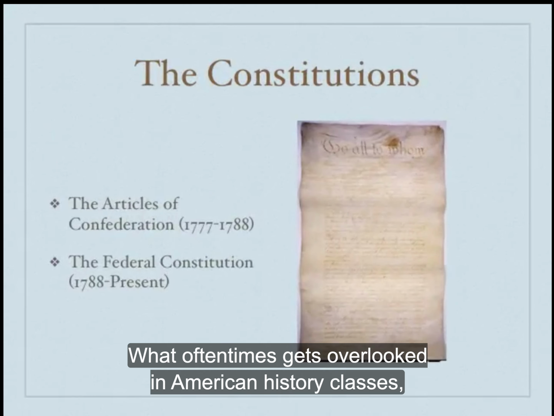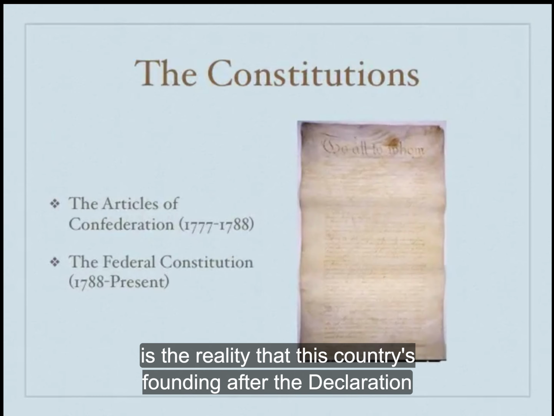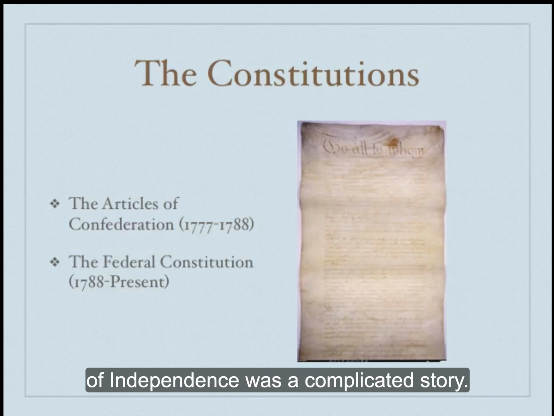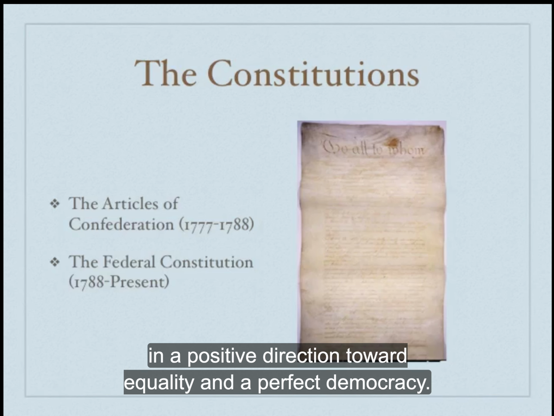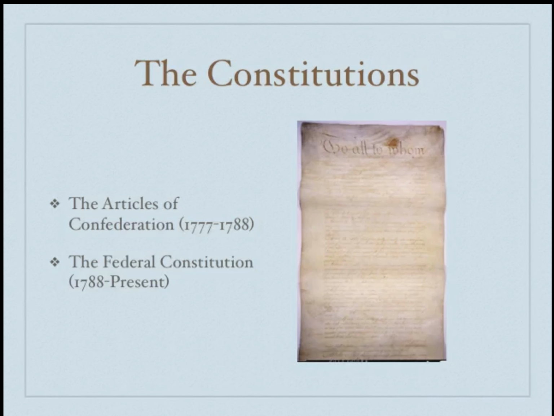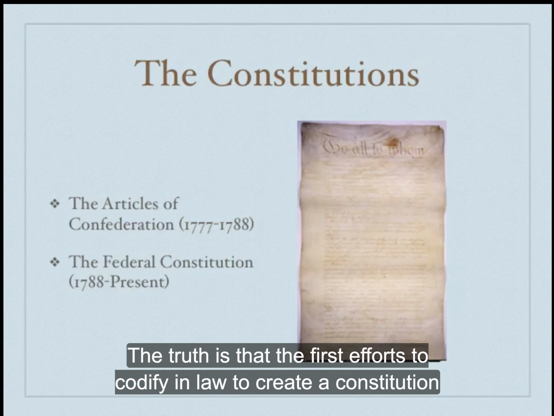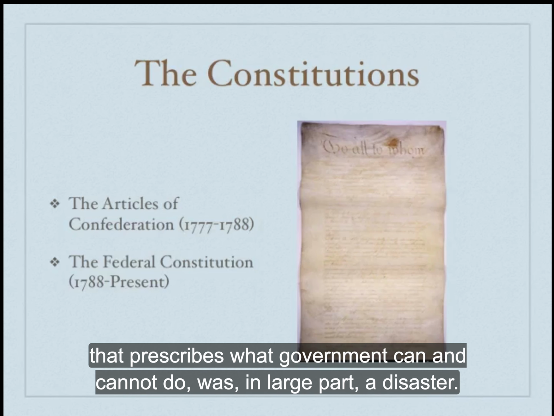What oftentimes gets overlooked in American history classes is the reality that this country's founding after the Declaration of Independence was a complicated story. It wasn't as if after the Declaration of Independence, all of a sudden we were marching in a positive direction toward equality and a perfect democracy. The truth is that the first effort to codify in law, to create a constitution that prescribes what government can and cannot do, was in large part a disaster.